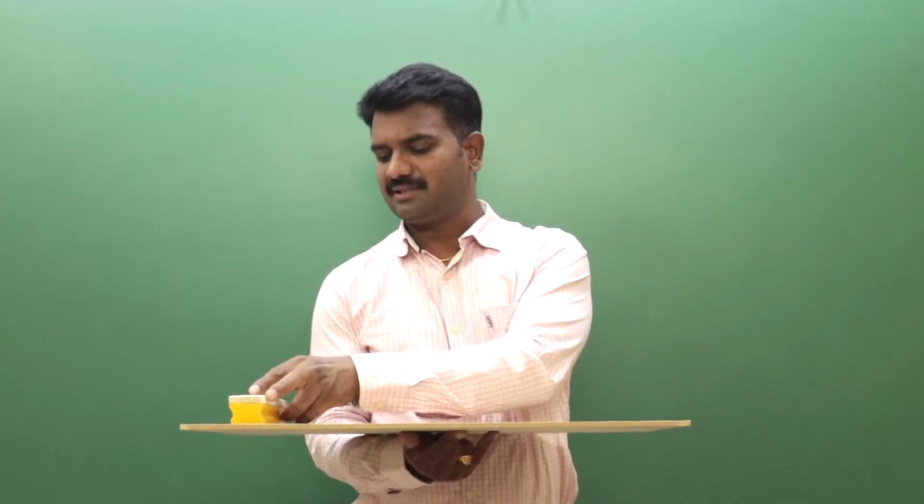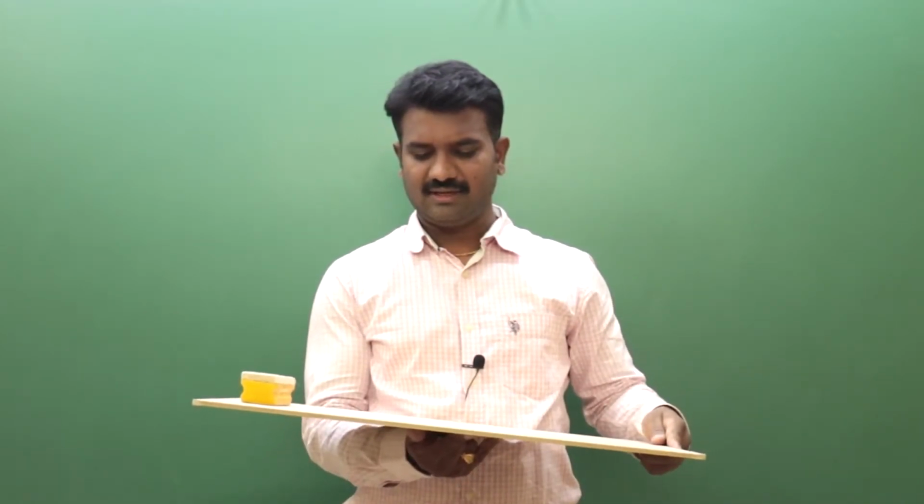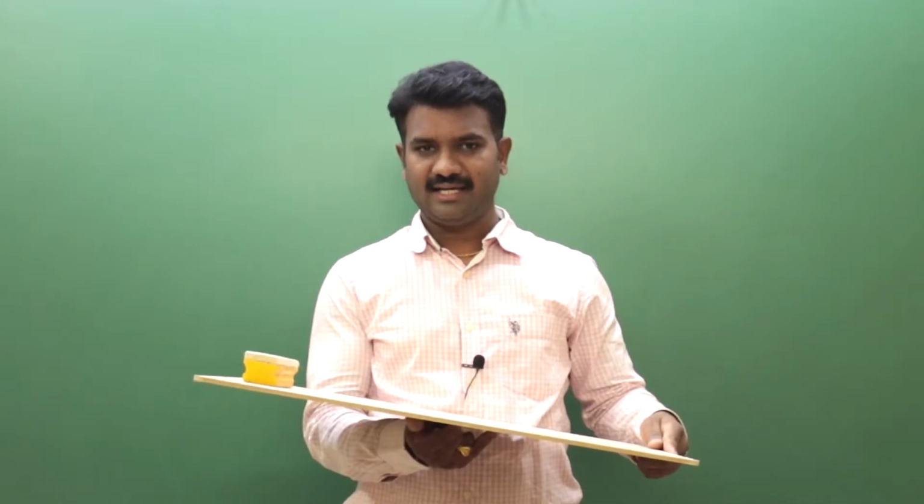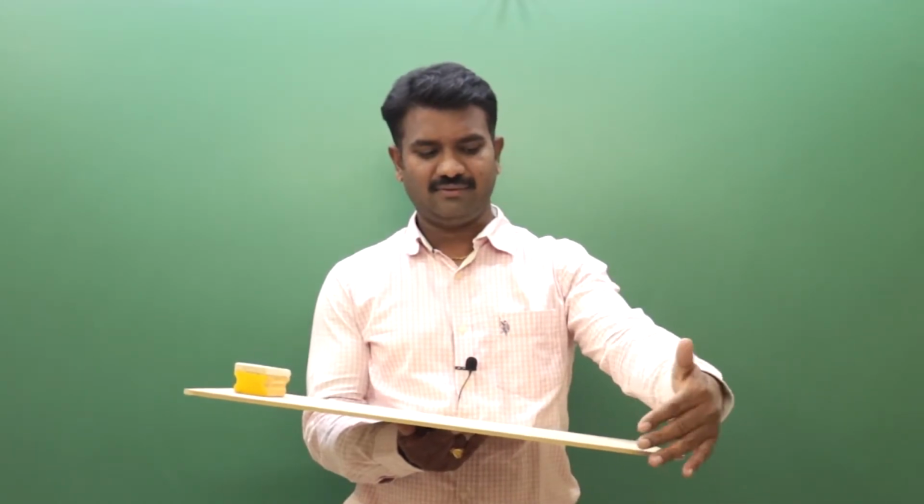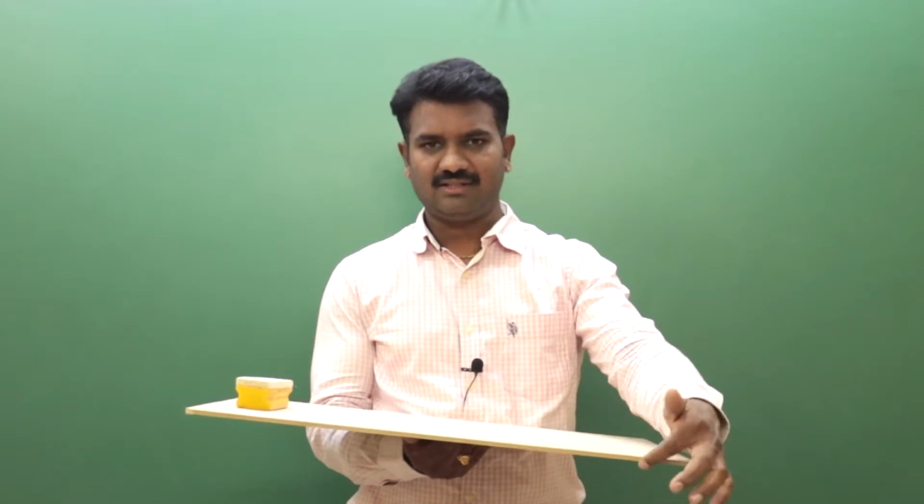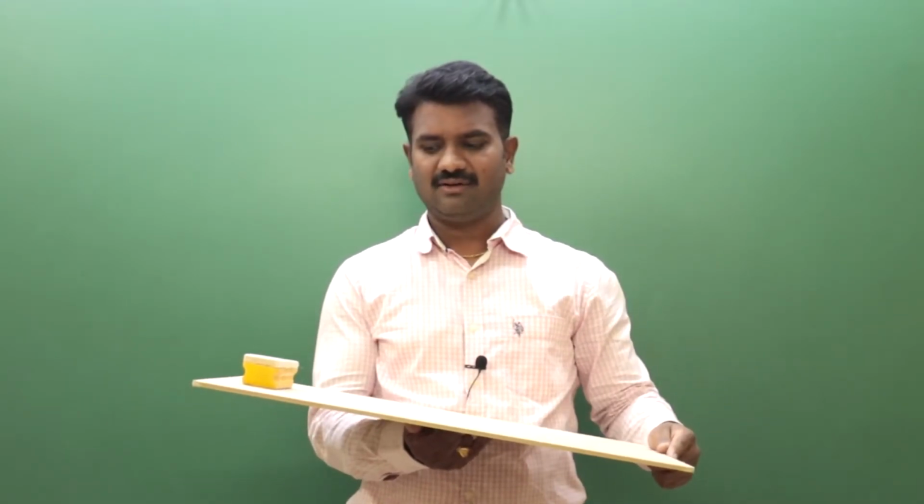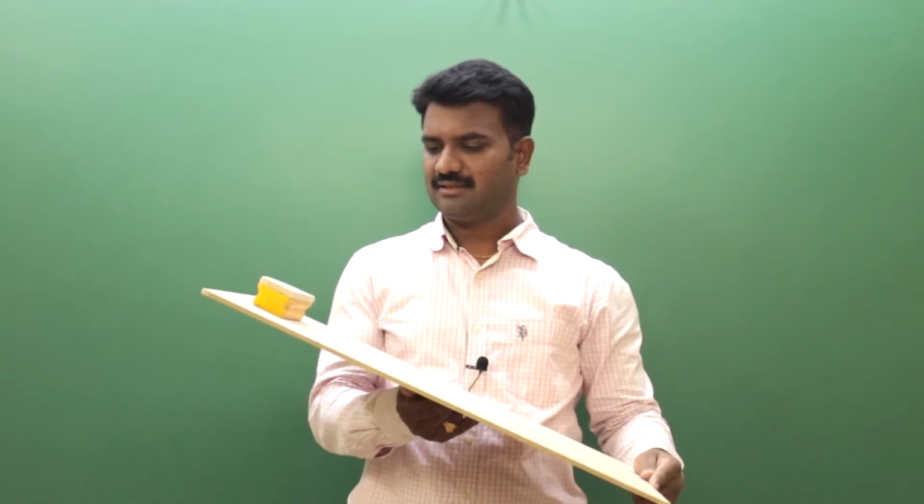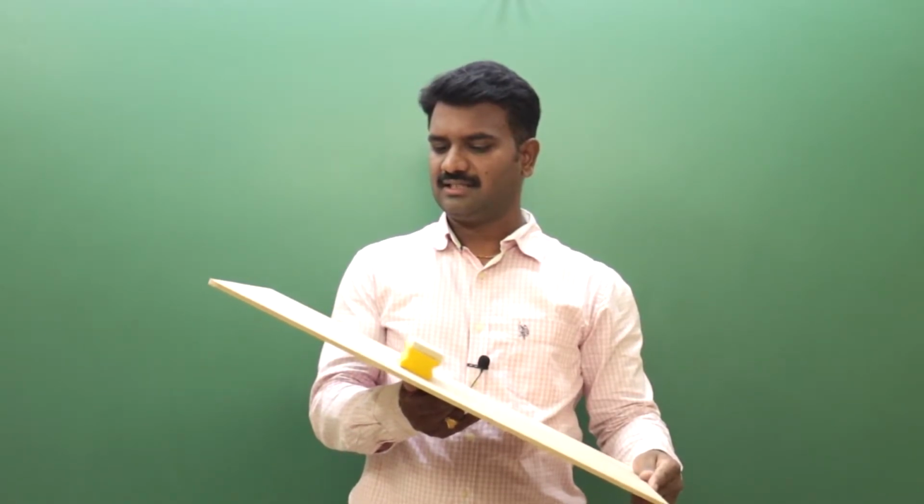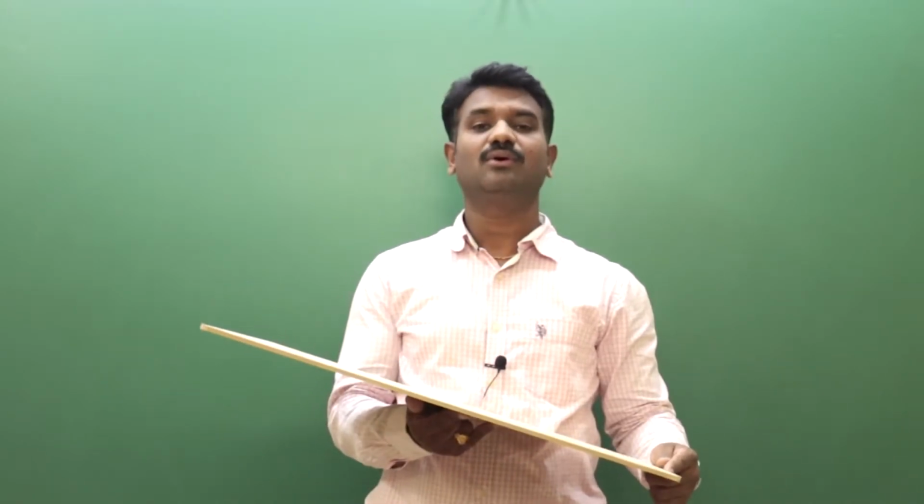If the object is kept here and this is our inclined plane, I am increasing the inclination. See here, if you compare it with the horizontal surface, the inclination is gradually increasing. It is not sliding at this incline. I have gradually increased the angle. Still it's not sliding. Yeah, it is about to slide, and it slides. So at a particular angle it starts sliding. Beyond that angle it definitely slides.